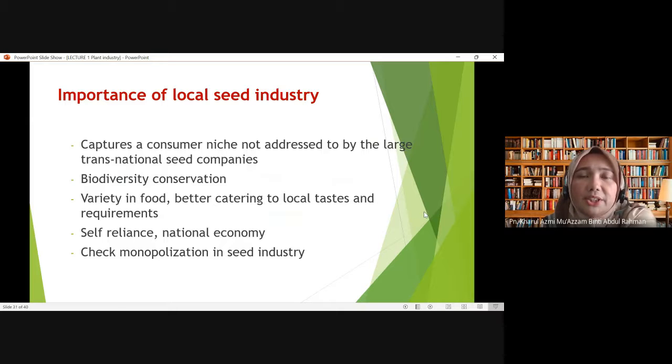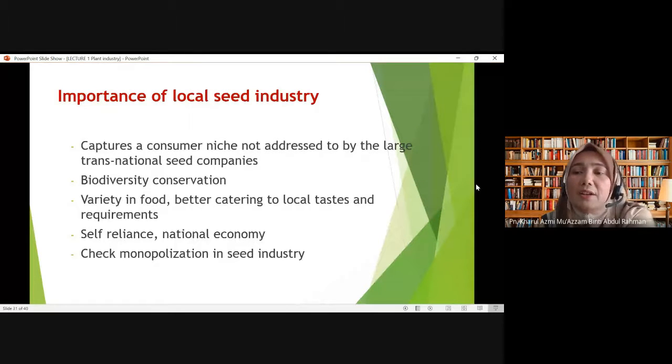Okay, so this is the importance of the local seed industry. We can capture a consumer need not addressed by the large transnational seed companies. Kita nak bantu juga. Kita tak nak large company yang macam menguasai sahaja. So kita kena ada jugalah local seed industry yang mengawal pemberian seed tadi kepada farmers kita.